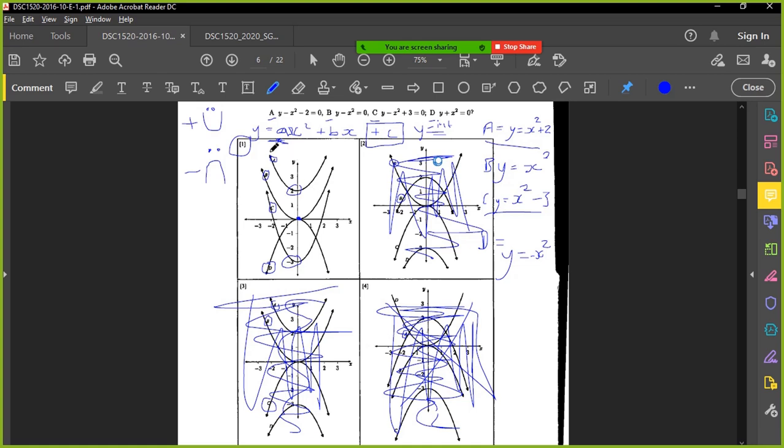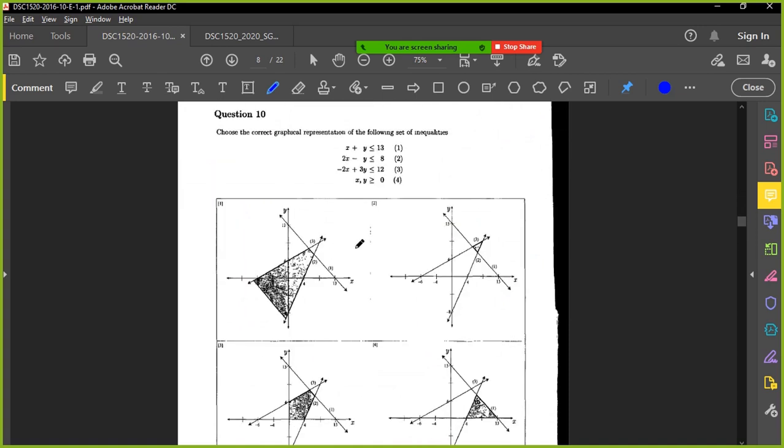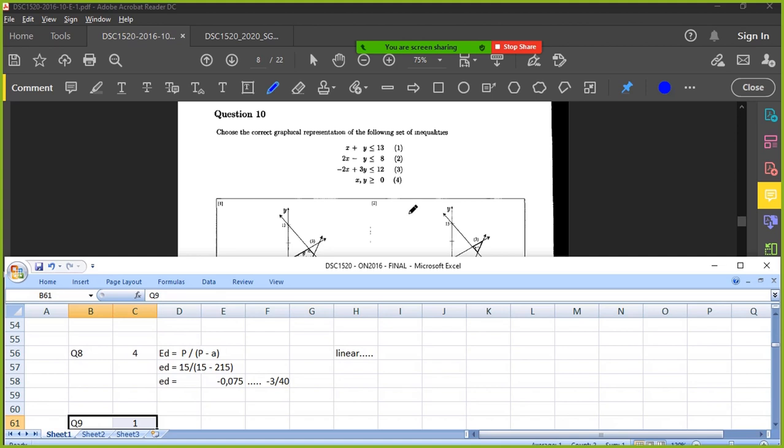Yep. But you need to remember the format for a parabola: ax squared plus bx plus c, and then you're looking for the right shape and the right intercept. Make sense? Yep. Okay, good. All right, I think I did go with 1 as well. Let's just check. Yeah, question 9 is 1.